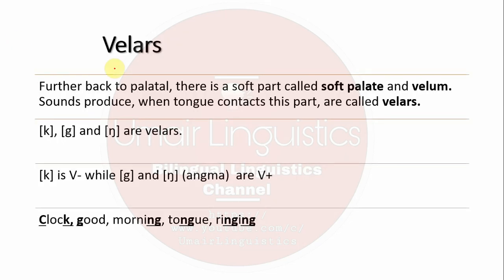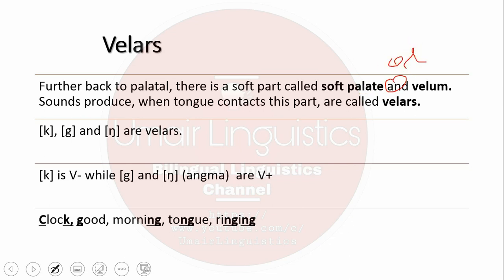Then we have velars. In velar, one sound is actually familiar to us. This is the k sound. So k is a velar sound. So what are velar sounds? When the back of the tongue touches the soft palate, or you can say velum. There is a soft palate, called the soft palate or velum.